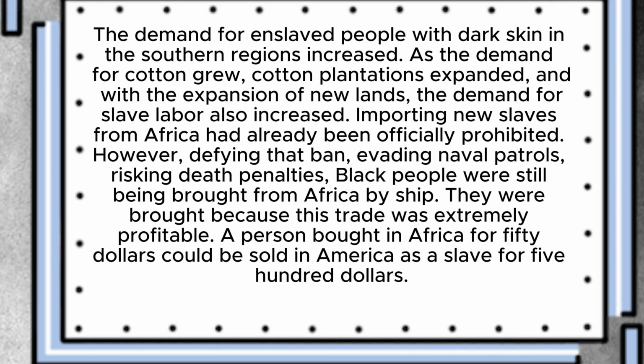The demand for enslaved people with dark skin in the southern regions increased. As the demand for cotton grew, cotton plantations expanded, and with the expansion of new lands, the demand for slave labor also increased. Importing new slaves from Africa had already been officially prohibited. However, defying that ban, evading naval patrols, risking death penalties, black people were still being brought from Africa by ship. They were brought because this trade was extremely profitable.